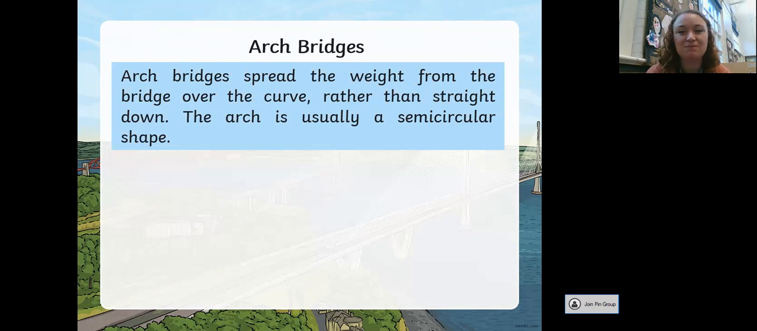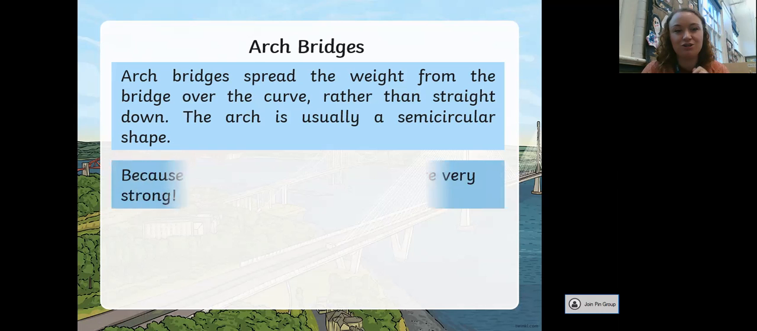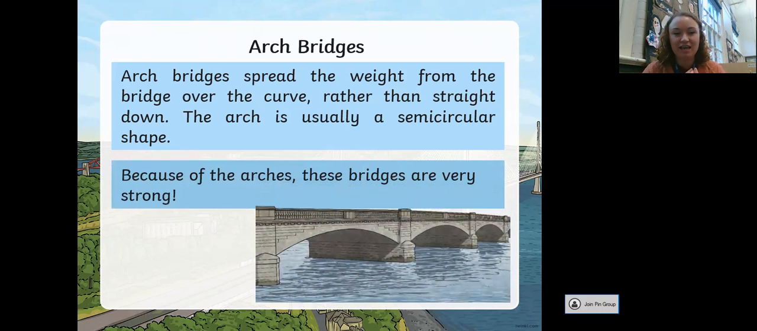Arch bridges spread the weight from the bridge over the curve rather than straight down. So rather than all of the car's weight pressing down, the weight is spread out. And that means that you can get a lot more cars and a lot more people on top. The arch is usually a semicircular shape. Now, because of these strong arches spreading the weight, these bridges can be very, very strong indeed.